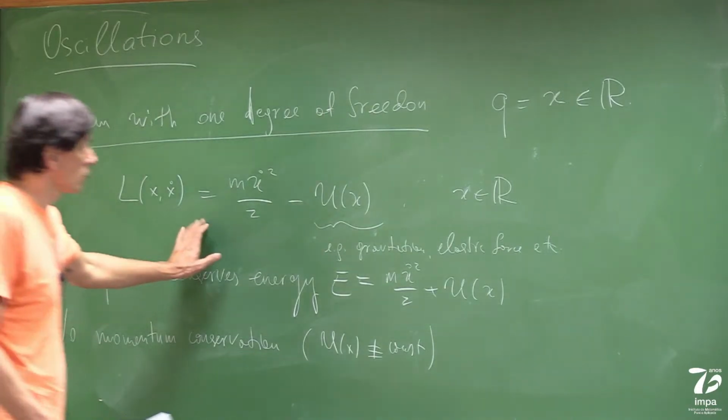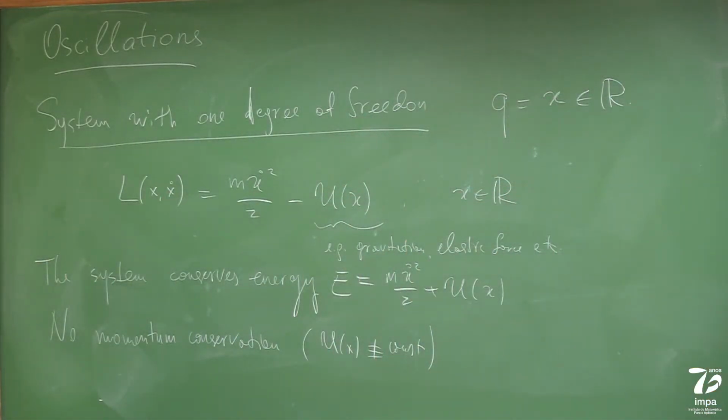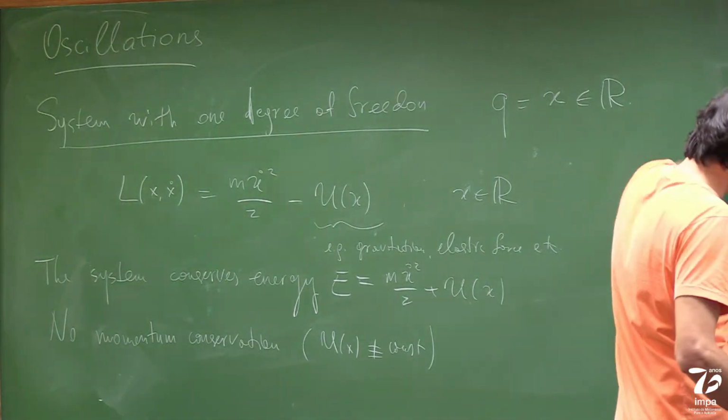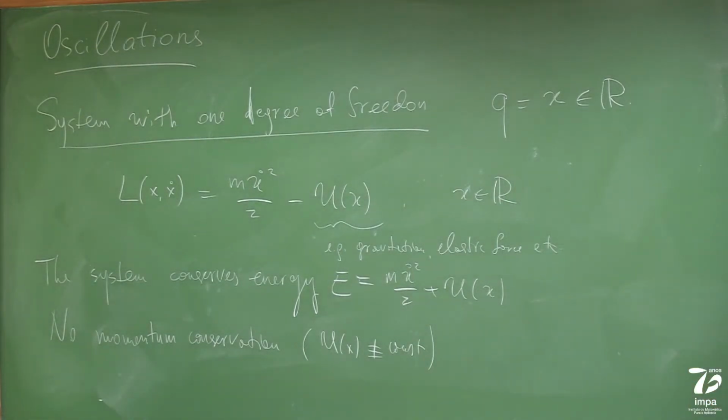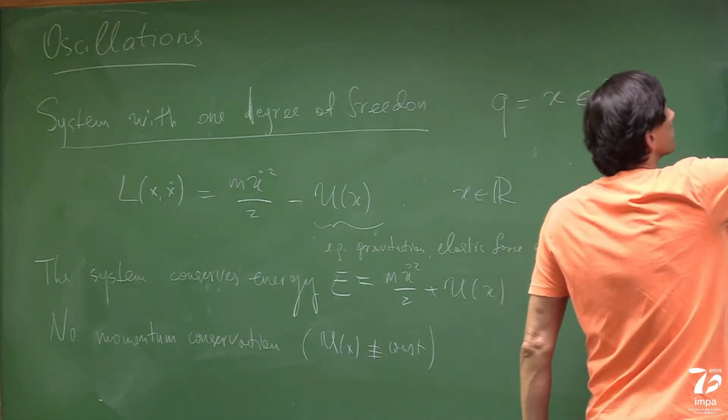Okay, so the Lagrangian is here. So next step we write the equation of motion, which is the Euler-Lagrange equation.